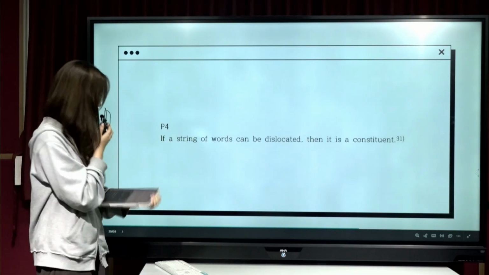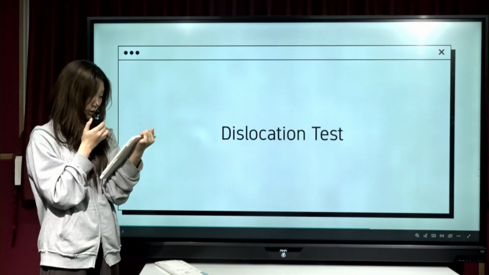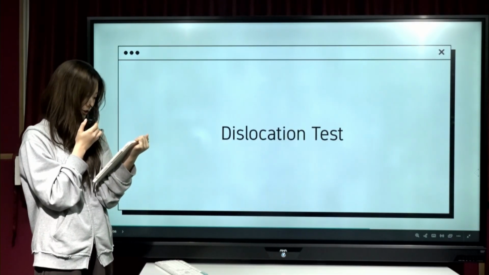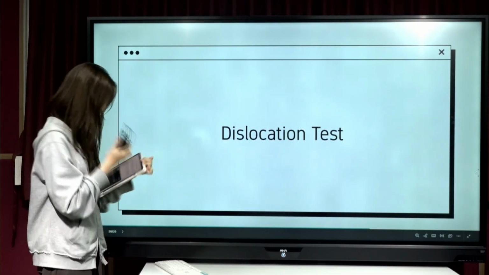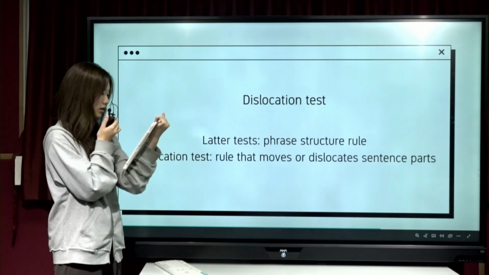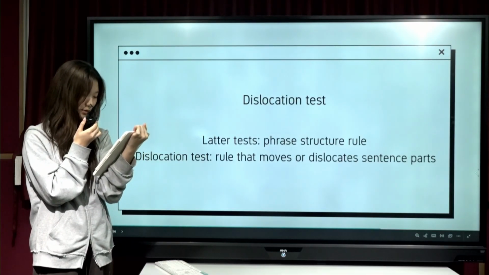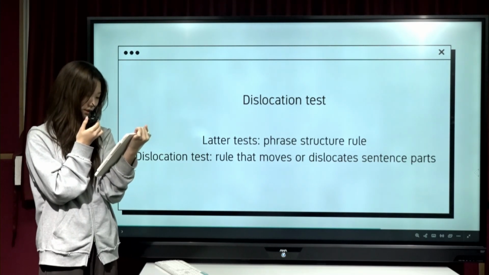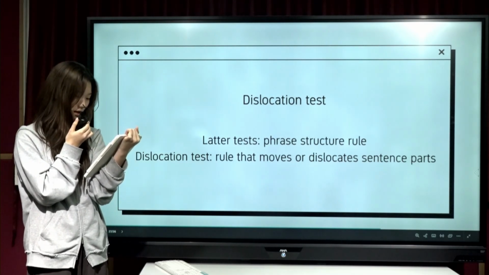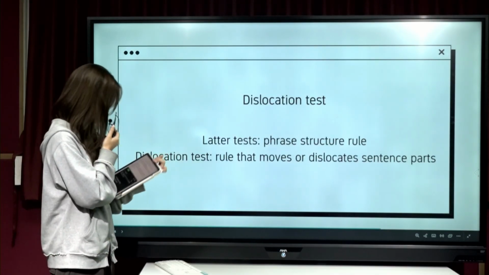Now we know what dislocation is, so we can do a dislocation test. This test is a little different from other tests. In the earlier tests, we adopted the phrase structure rule, but in the dislocation test, we use a rule that moves or dislocates sentence parts. It means only a constituent can move. Let's see some examples.